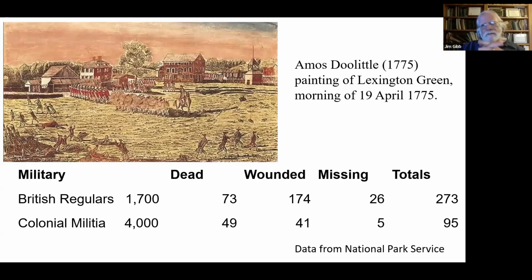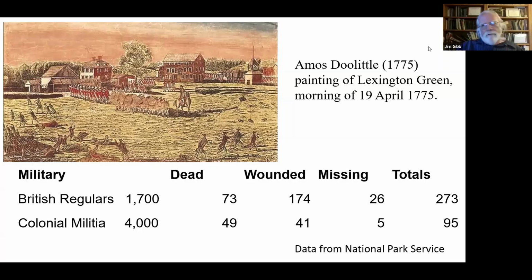This is a period painting, right after the fact, essentially by Amos Doolittle, showing the British in red and dead colonists on the ground. The numbers I got from the National Park Service. The British heard there was a supply of ammunition, particularly gunpowder, at Concord. So they sent a detachment of 700 redcoats from the Boston area to Concord to try to secure that gunpowder and destroy it or bring it back.